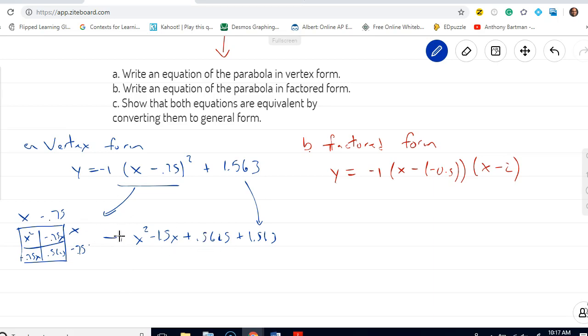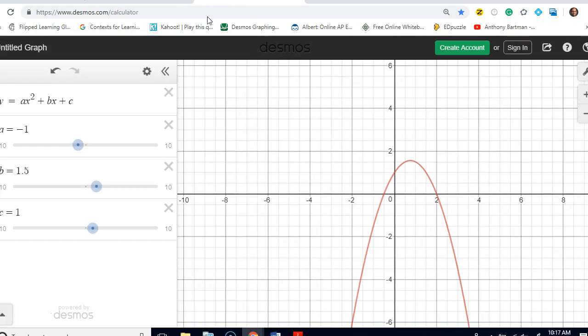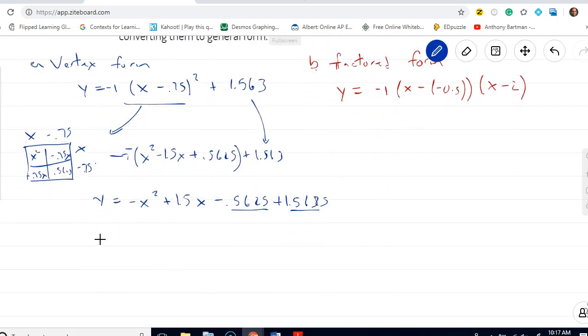Sorry, hold on. Before we do that, this whole thing is still a negative. So I have to put the negative in front, which means I can get y equals negative x squared plus 1.5x minus 0.5625 plus 1.563. And I'm thinking that Desmos here, when it had this point, rounded it to just three numbers after the decimal point. So if I have this one a negative and this one is a positive, this number is going to be the same as this one. It just doesn't, this should be 2.5 right here, okay? So I'll end up with y equals negative x squared plus 1.5x plus 1.